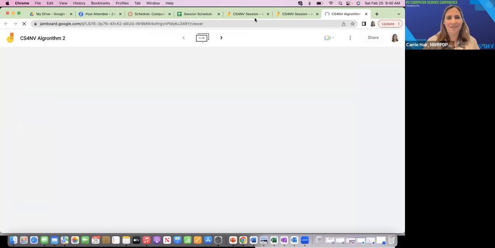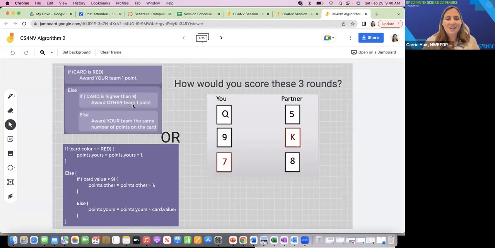Okay. All right. So rather than going into breakout rooms, I want you to take a second. These are the same cards. How would these cards be scored? Okay, so take out a piece of scratch paper. Think about who would win, you or your partner, and try that out. I'm going to give you, let's go 3 minutes or so.